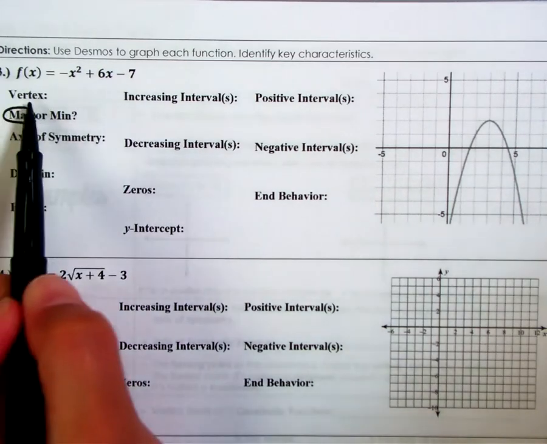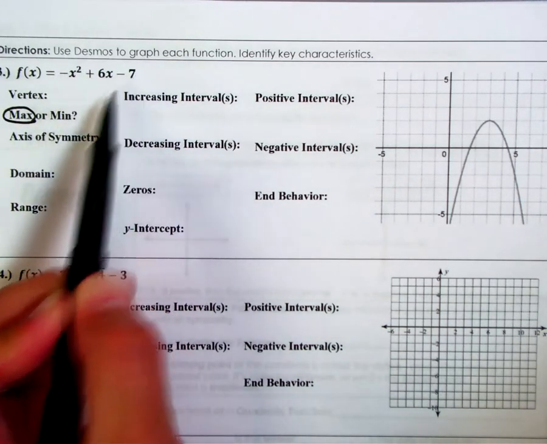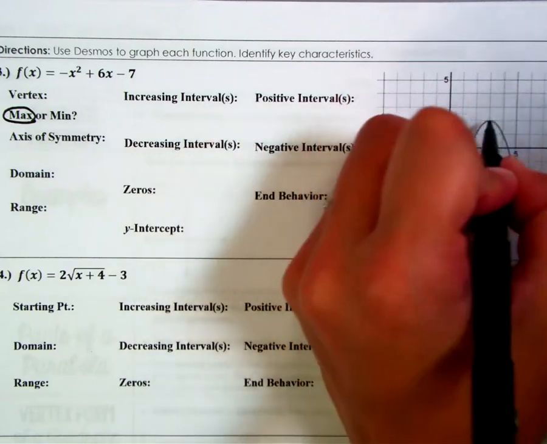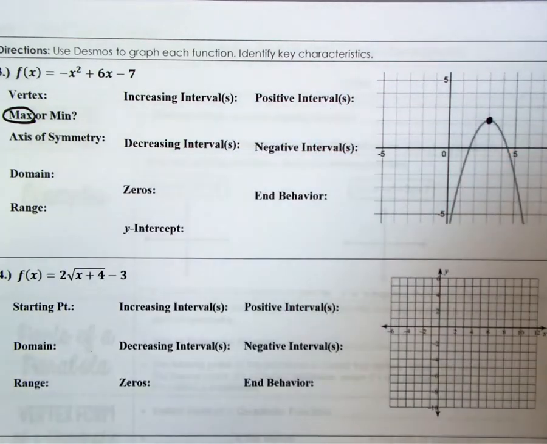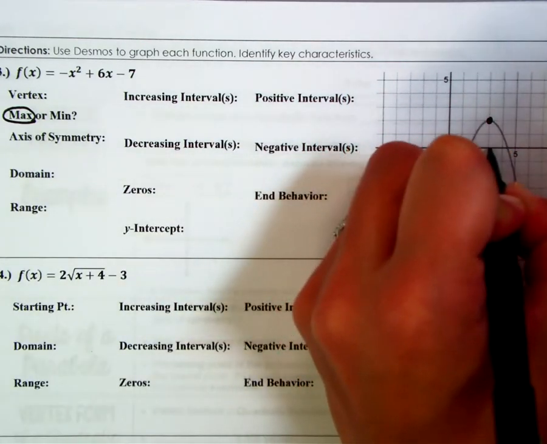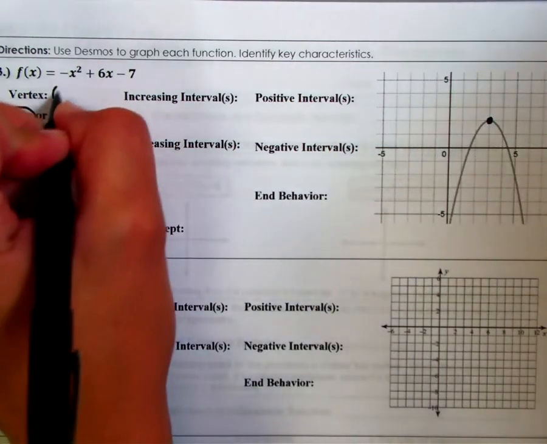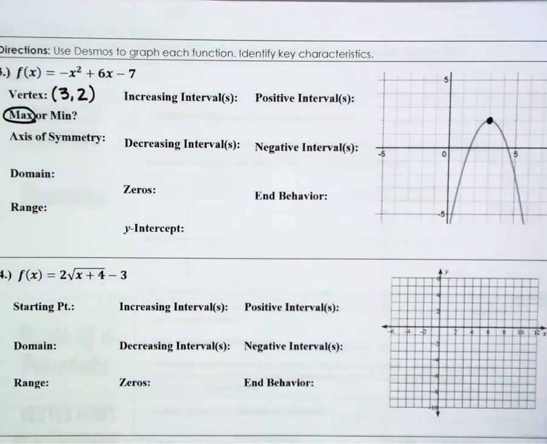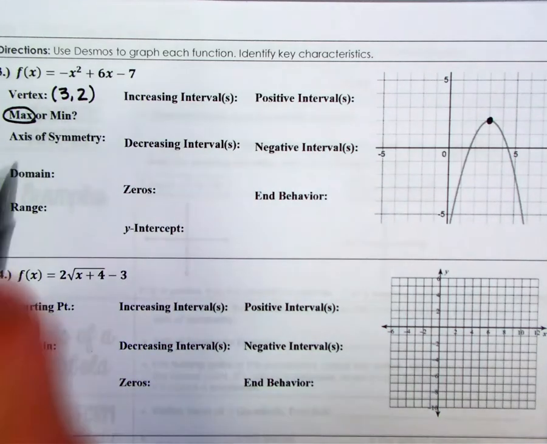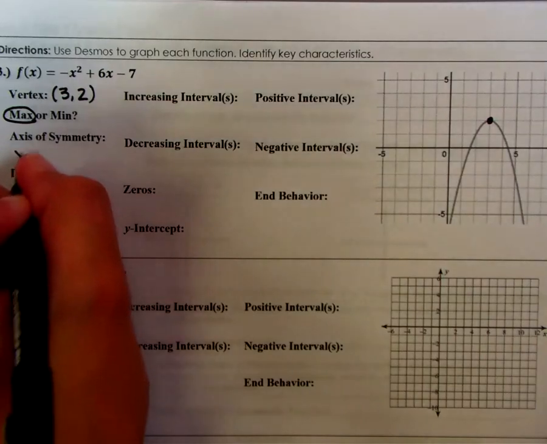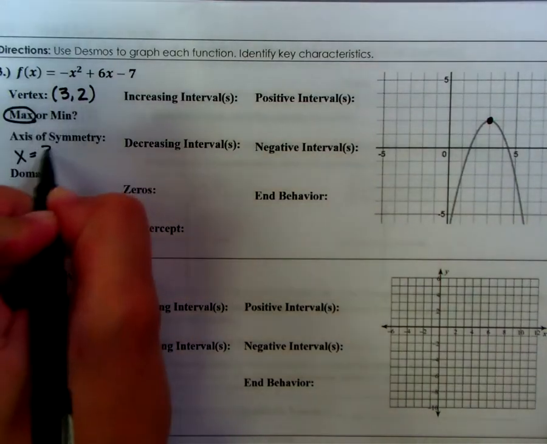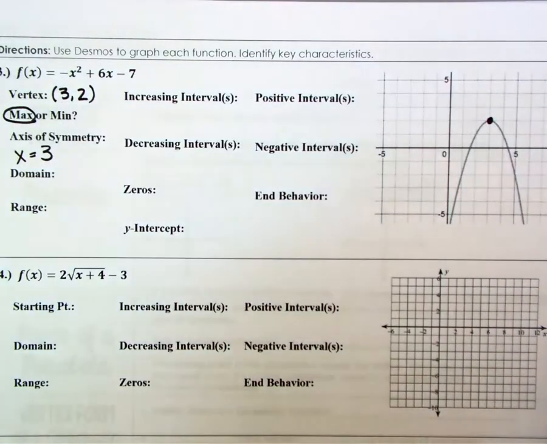We can't identify the vertex from this form, but luckily it's already graphed over here. So my vertex is actually going to be 1, 2, 3 over, 3 up 2. So vertex is (3, 2). And you can always type that into Desmos and check for your vertex that way as well. Which means that my axis of symmetry is x equal to this x value. So x equals 3. And I'll go ahead and draw that in the graph.